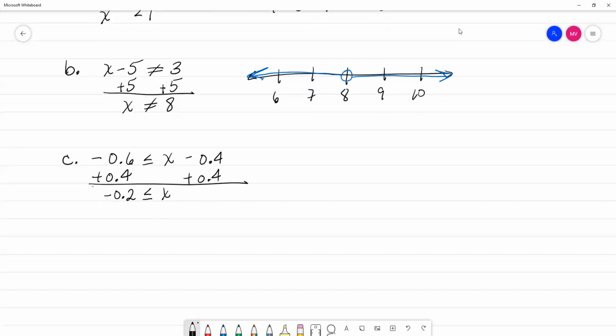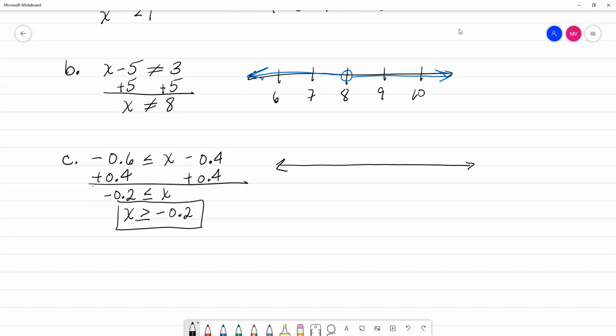Now, use your symmetric property of equality to rewrite that. X is greater than or equal to negative 0.2. See what I did there? If you flip your variable and its value, you must flip the inequality sign so it says the same thing. So negative 0.2 is less than or equal to x means that x is greater than or equal to negative 0.2. That way you're putting your arrow in the right direction when you draw your number line.